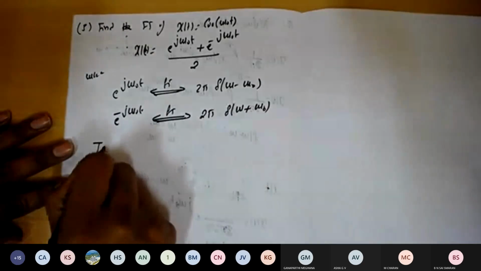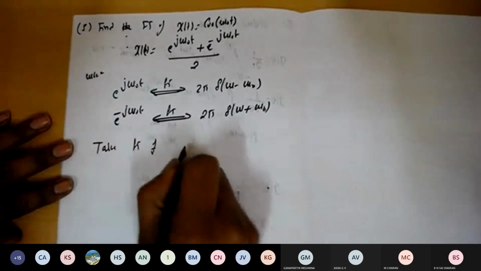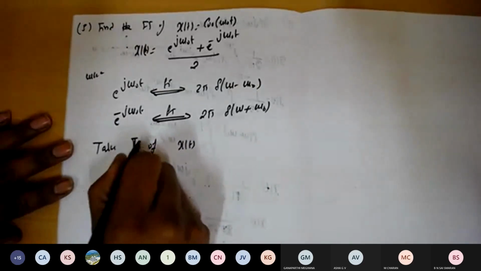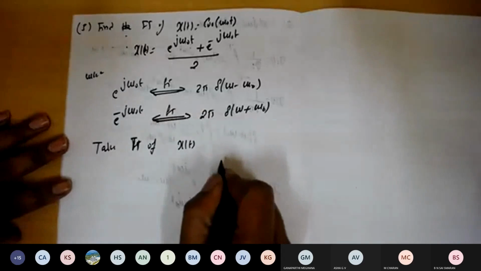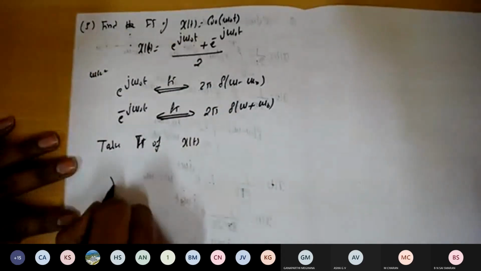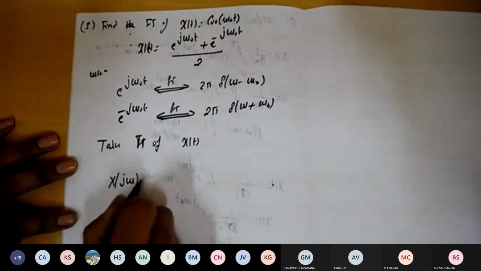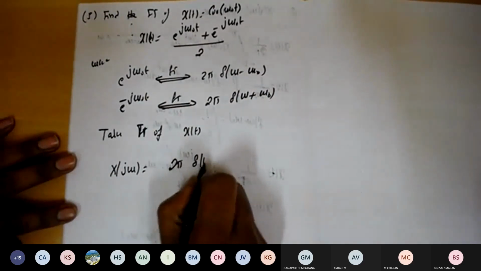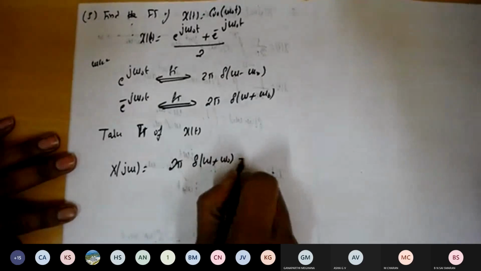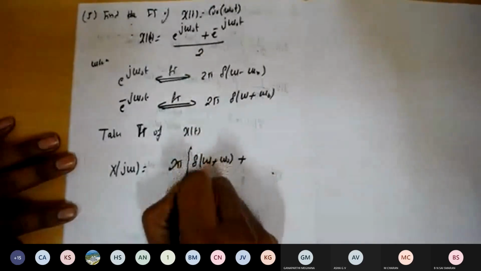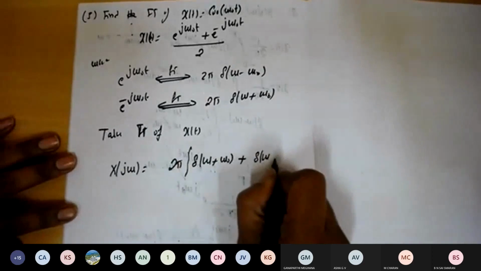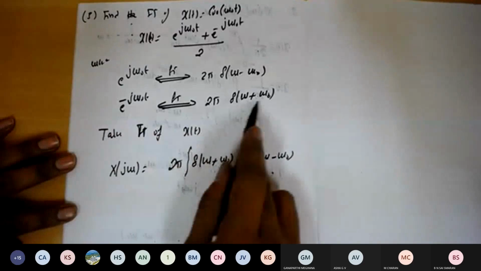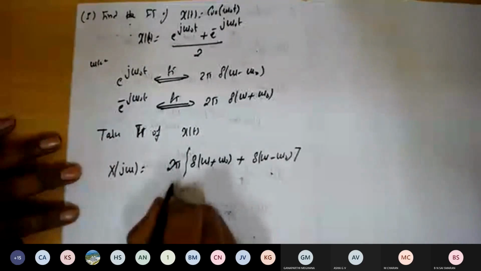So take the Fourier transform of x of t. By using these two relations, the Fourier transform of x of t is X of j omega. So this is equal to 2 pi into delta of omega minus omega naught, plus 2 pi into delta of omega plus omega naught. I'll take 2 pi common here, divided by 2.